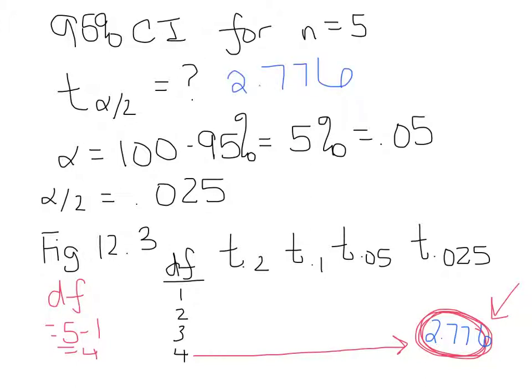Okay, that comes straight from that table. Take the 4 line. Remember, degrees of freedom is n minus 1. So 5 minus 1 is 4. You scroll all the way across to the t of 0.025, and I see 2.776. And that's the number you use for t of alpha over 2 if you were doing a 95% confidence interval with n equal to 5.